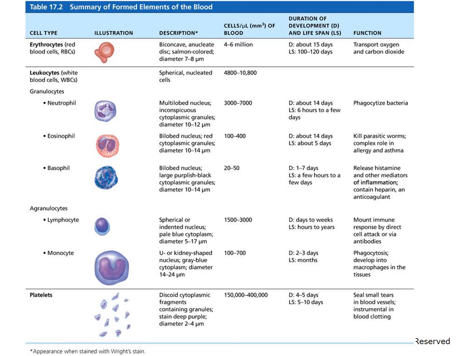Table 17.2, summary of formed elements of the blood. This table summarizes everything we've done, so it's very good for review. Erythrocytes shows you what it looks like, gives you the description, how much is found in blood, and duration of development and lifespan, and then its function. Then leukocytes, the granulocytes and the agranulocytes, and then the platelets.